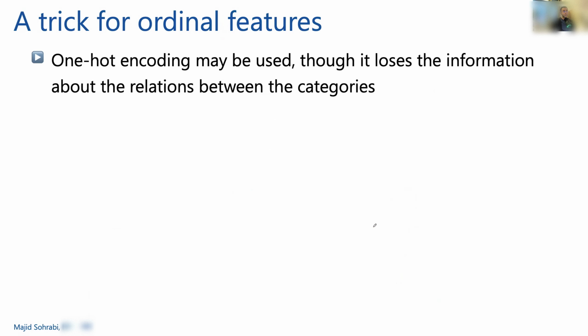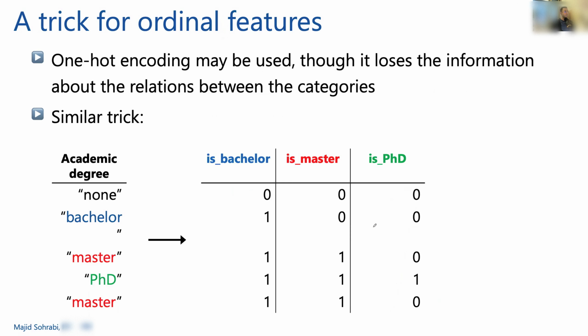There is also a trick for encoding the ordinal features, because as I said, the ordinal feature has some hierarchy, but we cannot define the magnitude between them. In this case, let's consider I have a column of academic degree as my feature. The first person has no academic degree. The second, third, fourth, and fifth persons have bachelor, master, PhD, master. Here I can add three columns again: is bachelor, is master, is PhD. If a person is none, I put 0 for all of them.